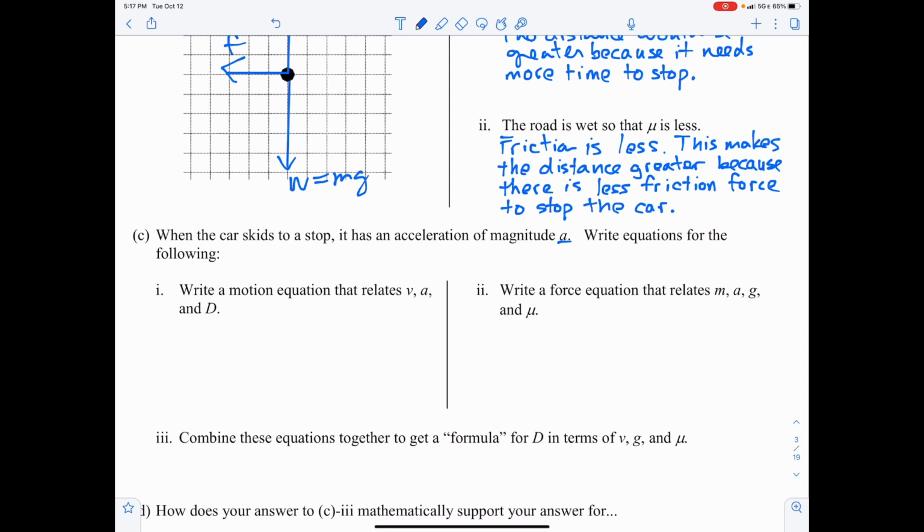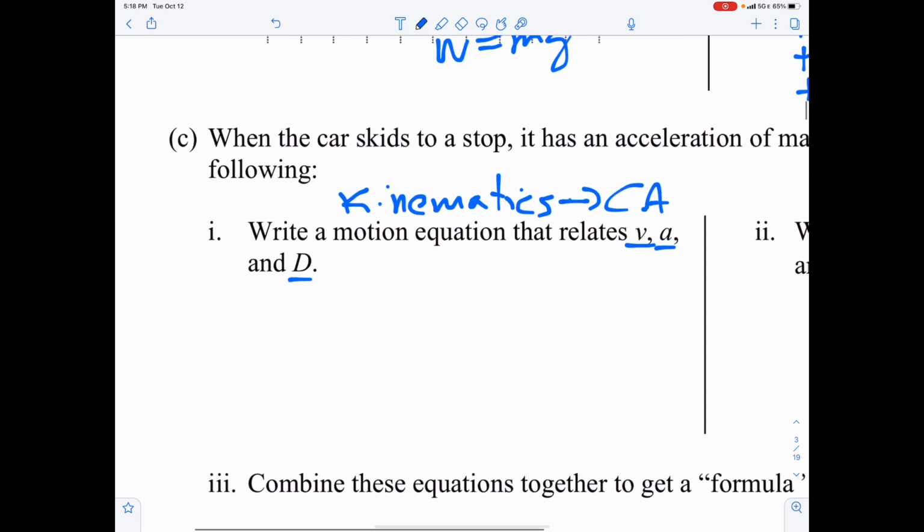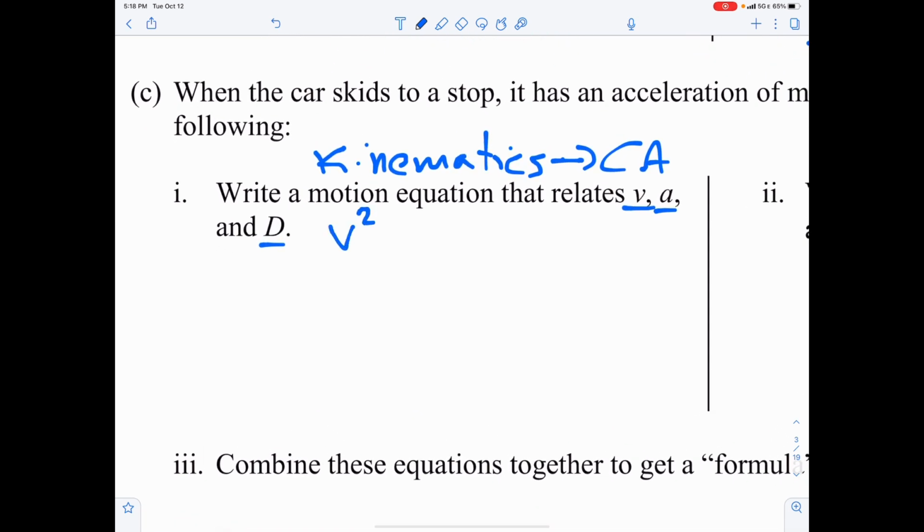Well, the hint we need to come up with this equation is that you have velocity, acceleration, and distance. Ladies and gentlemen, those are kinematic variables. And if those are kinematic variables, that's a constant acceleration equation that we're looking for. Now, what equation relates velocity, acceleration, and distance? Well, the way we used to write it is v squared equals v naught squared plus 2 times a times the quantity x minus x naught.